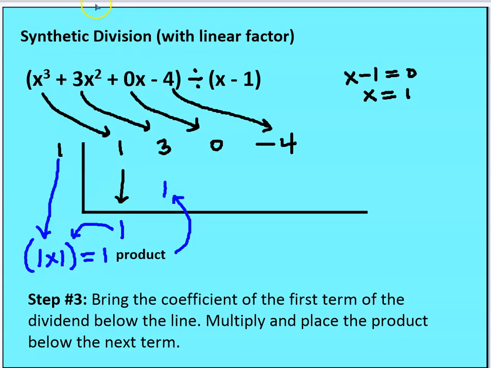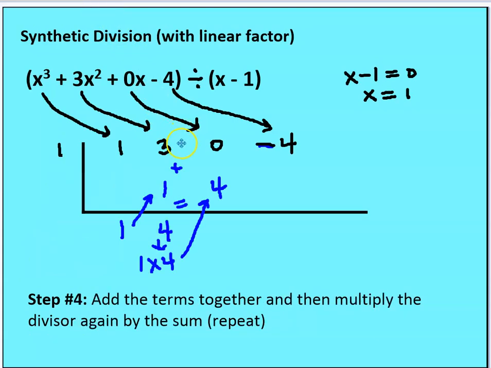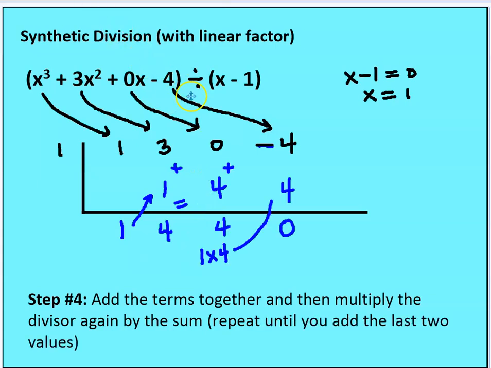Okay? So the next step then is to add top plus bottom. That gives me 4. And then I'm going to multiply that by my linear divisor. 1 times 4 is 4. I'm going to leave that here. And then I'm going to add these two rows in the next column. That value becomes 4. I'm going to multiply it by 1. Place that again in the bottom here. I'm going to add these two values together. And this is the end of the synthetic division process.